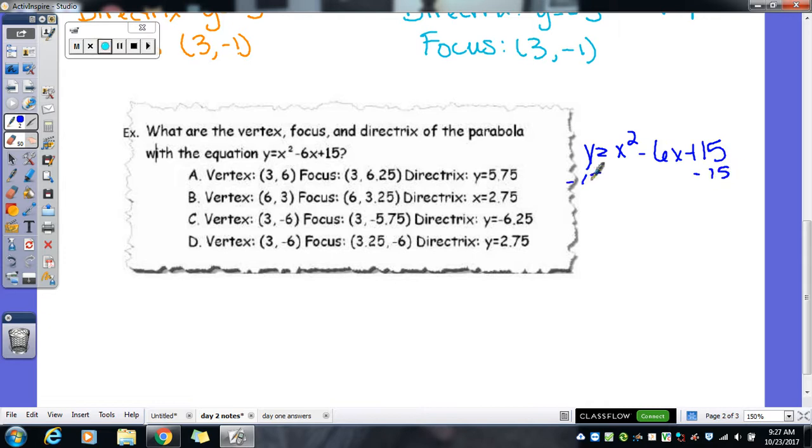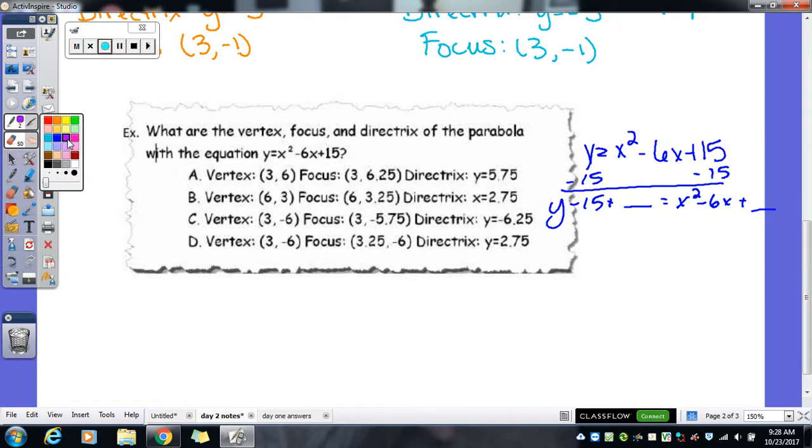So I'm going to subtract my 15 over first. So y minus 15 plus a space equals x squared minus 6x plus a space. What's our number that's going to go in the space? 9. So we get y minus 6 equals x minus 3 squared.